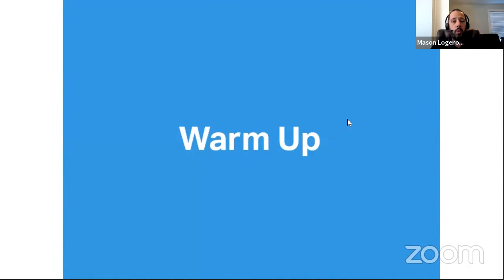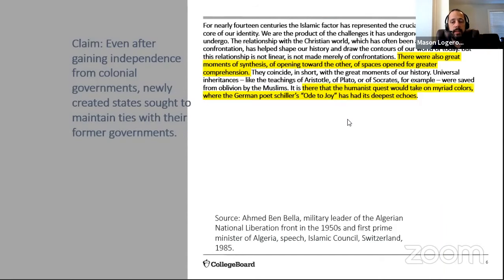All right, so for our warm-up, Mr. Smith gave you a couple of questions here and a couple of documents. He gave you a claim, and then he asked you to do two things. One, underline or highlight the evidence from the document that proves that claim. And then two, in your own words, describe why that evidence supports the claim.